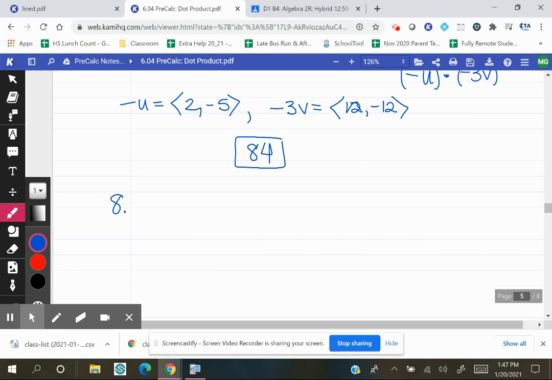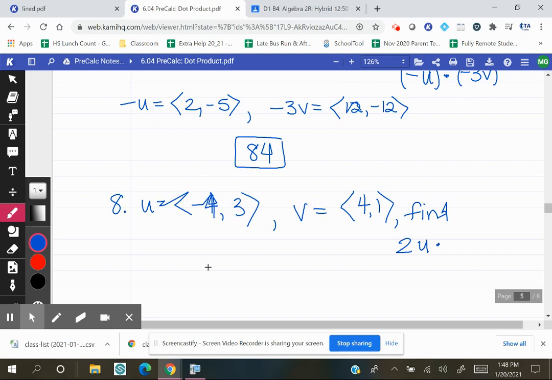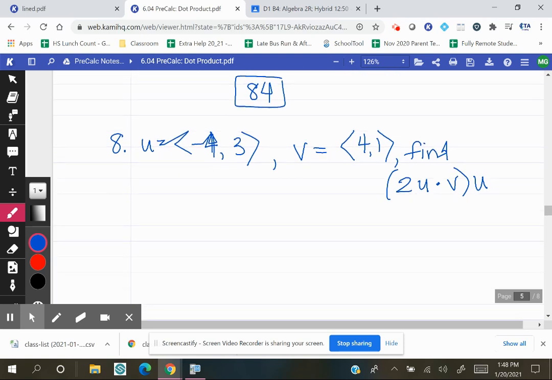Let's try do 2 more. So this one, I think I said that was your last one, but I was just kidding. So u is -4, 3. And v is 4, 1. Find 2u dot v times vector u. Pause the video and do that right now.